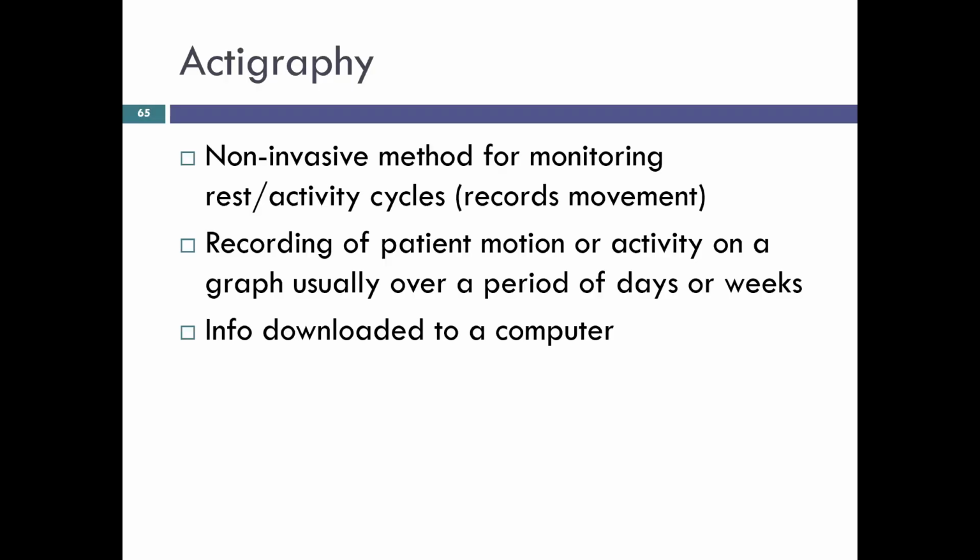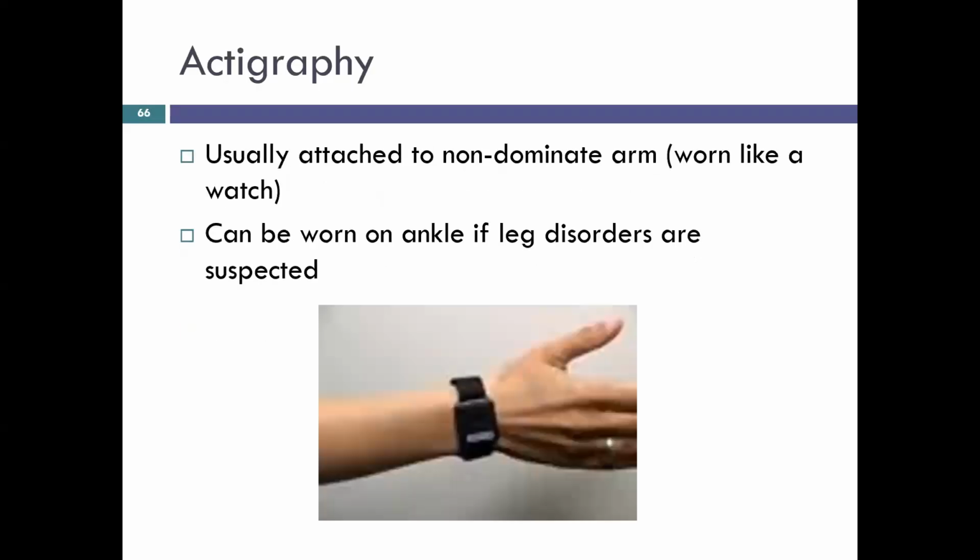They wear it for a few days, a couple weeks, whatever, and it monitors their rest activity cycles. So we get a really good picture of what their sleep cycle is. It's downloaded to a computer and can give you a kind of picture of what their sleep schedule is. Usually worn on the non-dominant arm. It can be worn on the ankle or leg if they think movement disorders are happening.